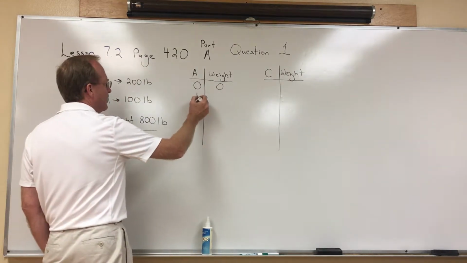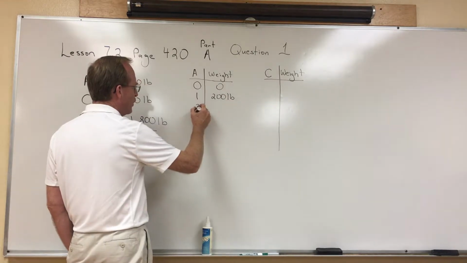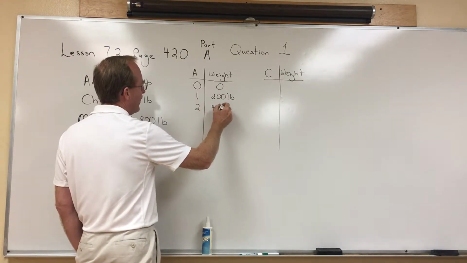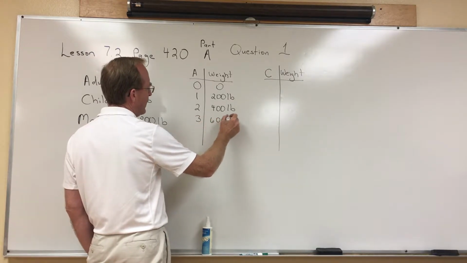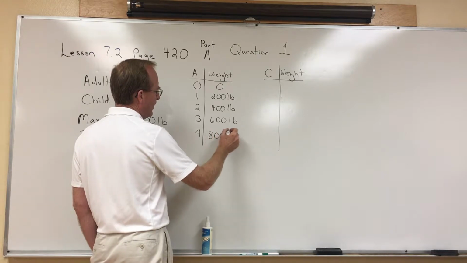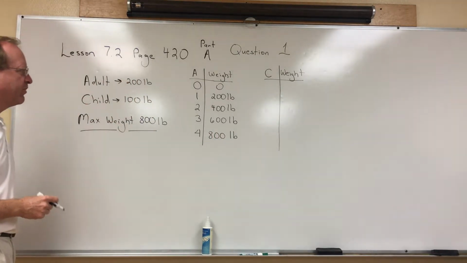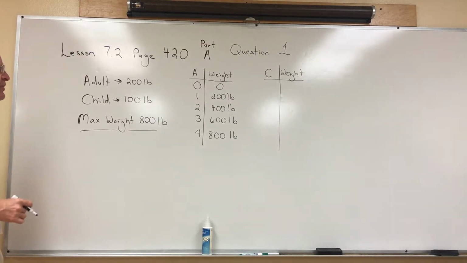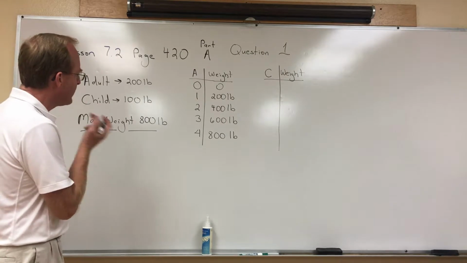If we had one adult in the raft, that would give us 200 pounds, 2, 400, 3, 600, 4, 800. Now, you can't carry more than 5 adults because at that point you'd be over 800 pounds, which is going to cause problems for the raft. So your range of adults you can carry would be 0 to 4.